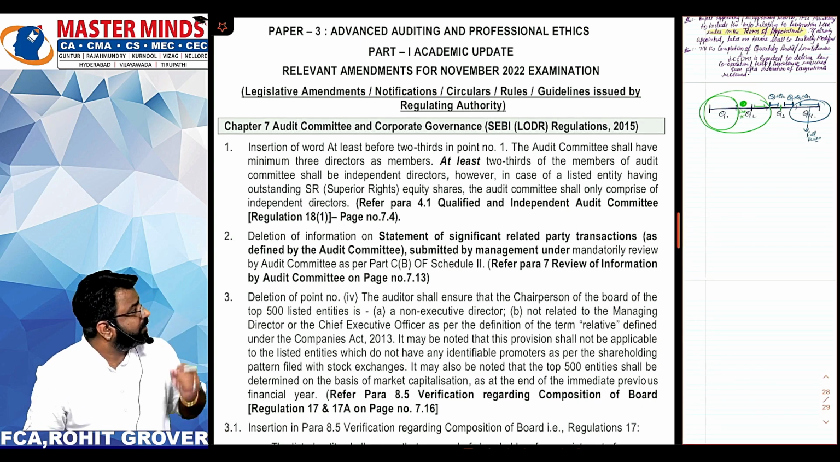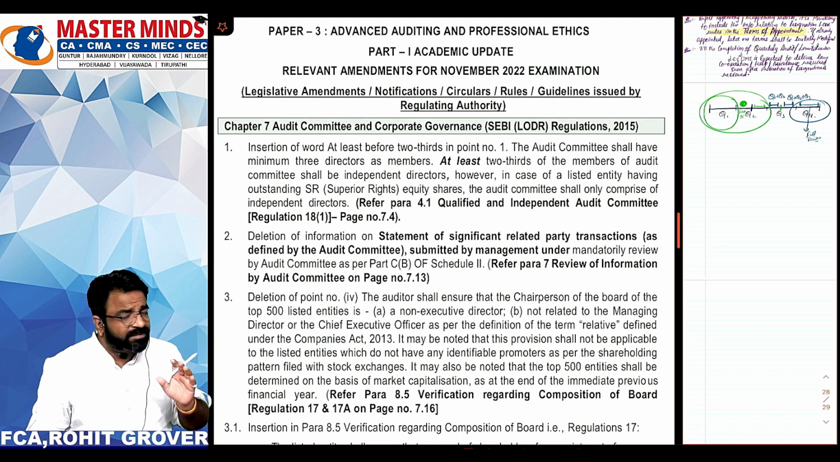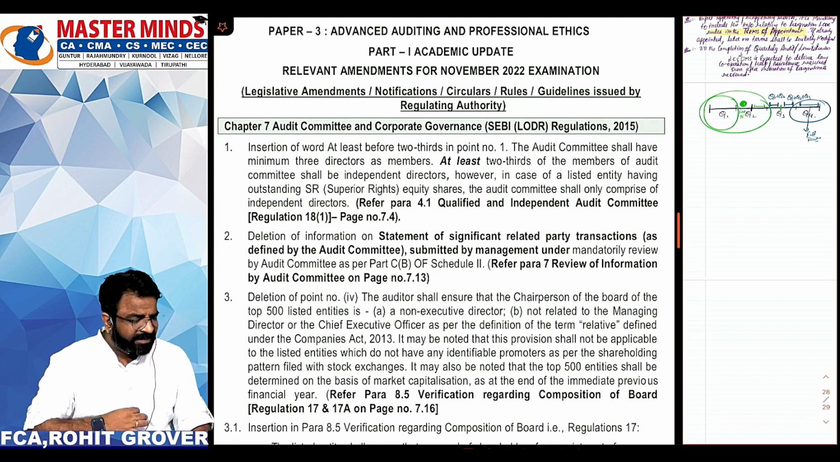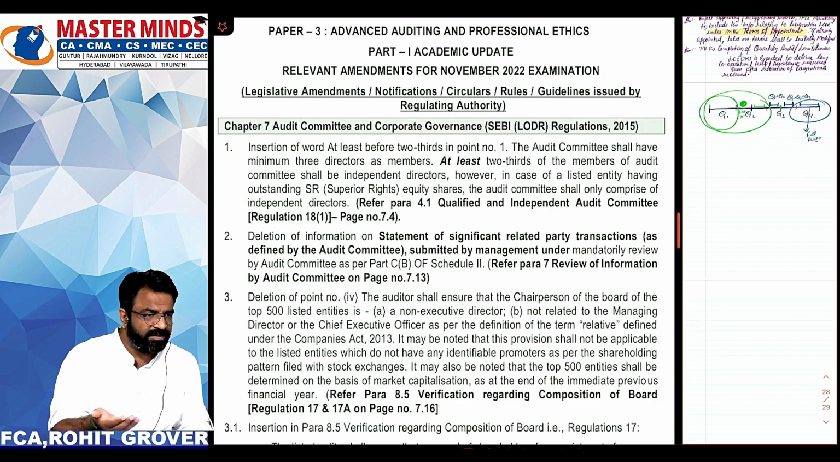So this is the RTP, everyone. Only chapter number 7 got amended. That is called Audit Committee and Corporate Governance. And even that, there are not two big amendments. There are 2-3 areas where new insertions have been done and 2-3 areas where deletions are there, right?